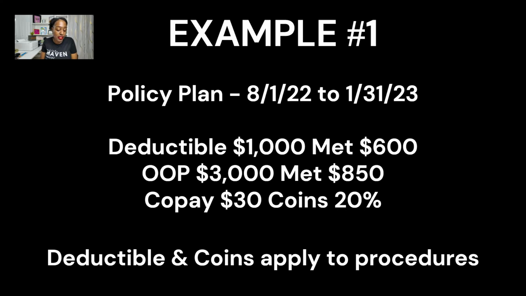Now, the deductible is $1,000, of which the patient has met $600. The out-of-pocket is $3,000, and they met $850 of that. The copay is $30 and the coinsurance is 20%. Now, the coinsurance and the deductible apply to procedures only.